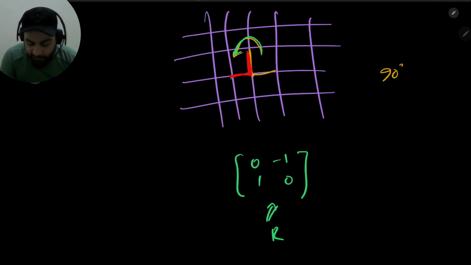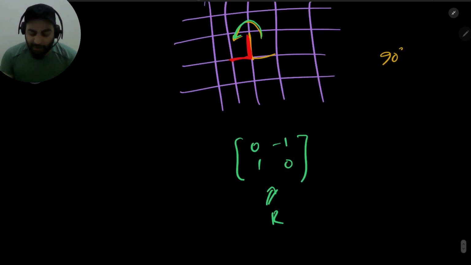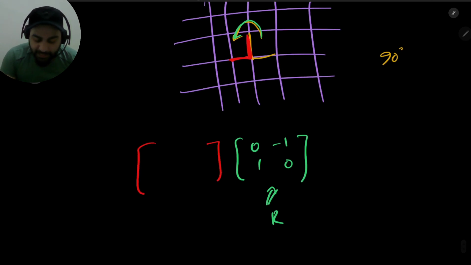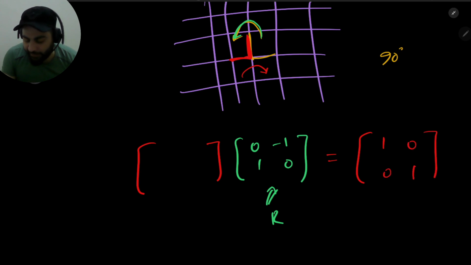It rotated 90 degrees counterclockwise. Now if I apply something so that I get this rotation back, I'll go back to here. Basically I'll get nothing and I'll get identity back. I'll get the space in the original form. So here I'll have to have some matrix so that I get this [[1, 0], [0, 1]]. So how can I do this?